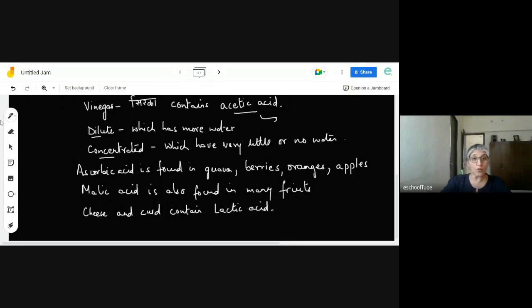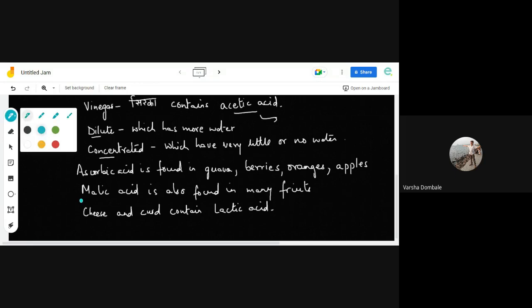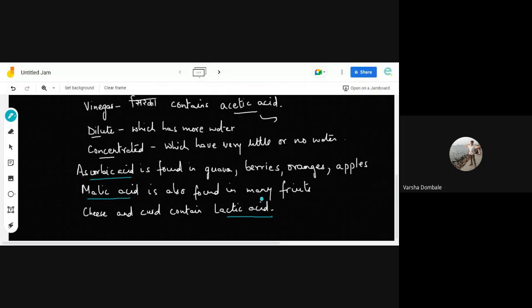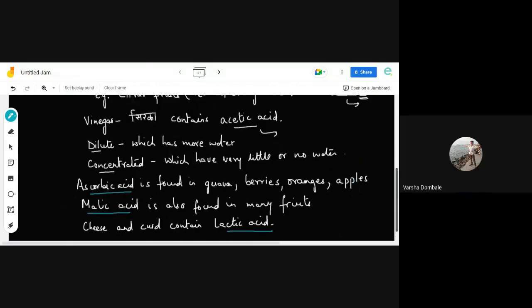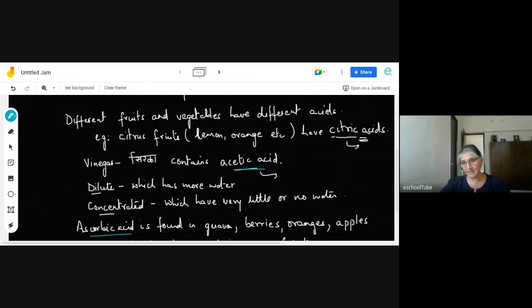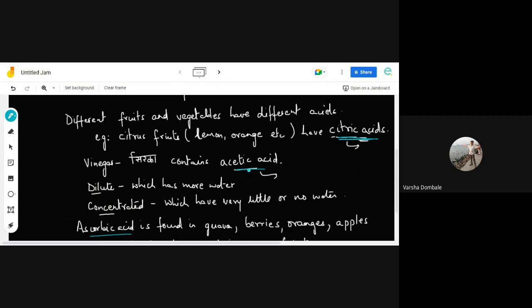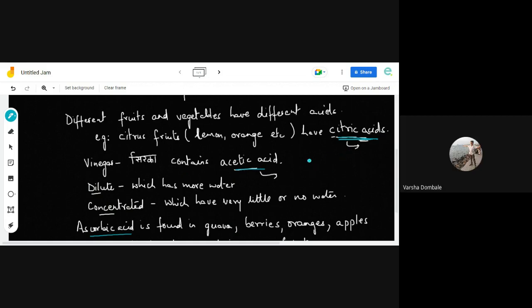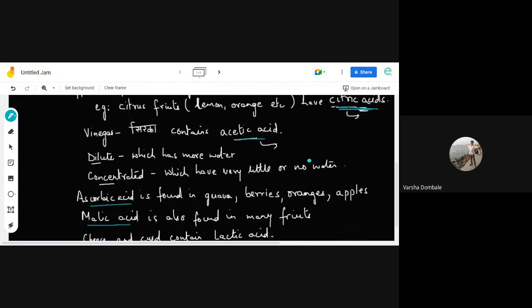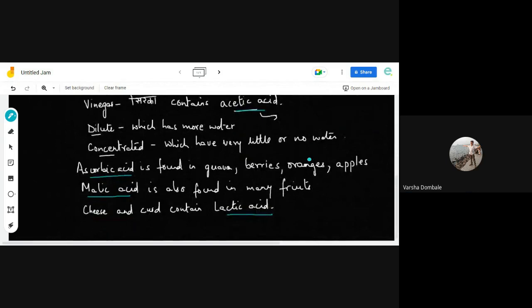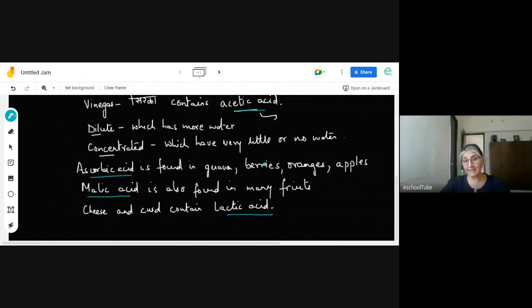So you should know all these names: malic acid, ascorbic acid, lactic acid, acetic acid, and citric acid. Now we have learned about these acids. Which one? The last one, lactic acid.